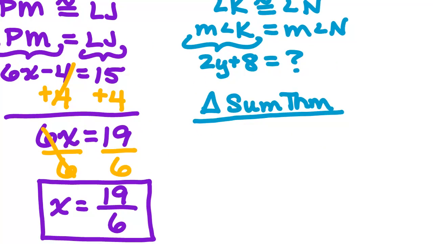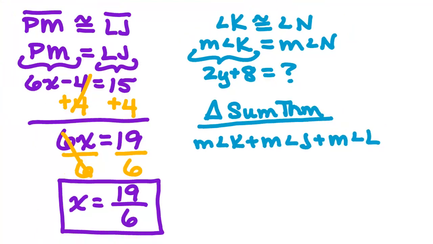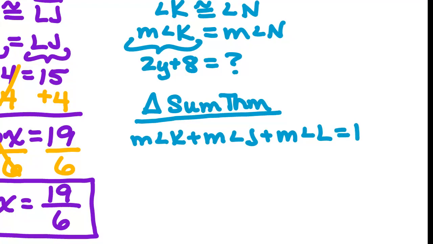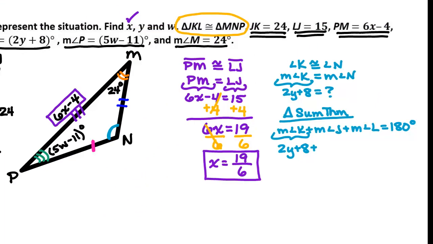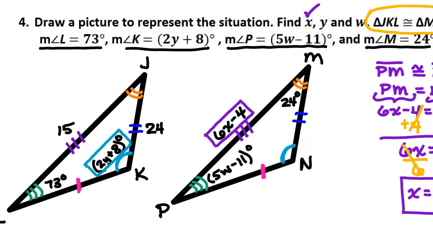All right, in my triangle sum theorem, the measurement of angle K plus the measurement of angle J plus the measurement of angle L equals 180 degrees. Angle K, we already said, is 2y plus 8. How big is angle J? 24. How do you know? It's not written up there.